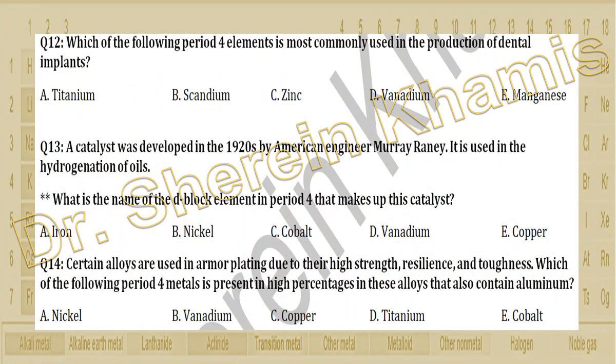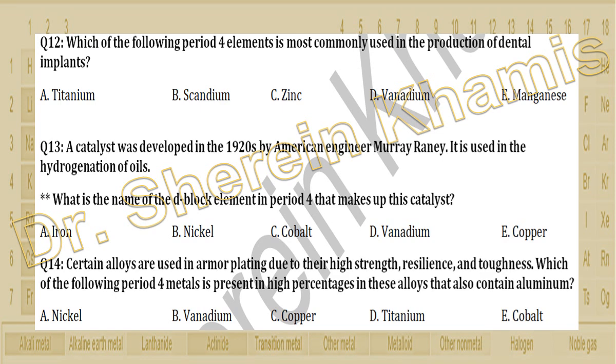Question 12 says, which of the following period 4 elements is the most commonly used in the production of dental implants? Dental implants are very effective and very healthy to use today. We have the element that prevents the effect of bacteria after eating and resists dissolving the enamel of the teeth.